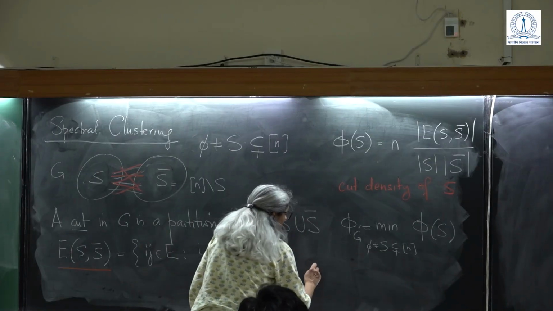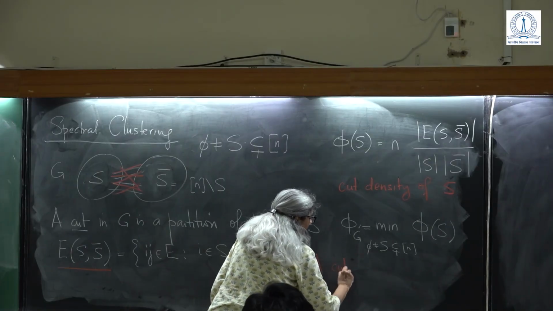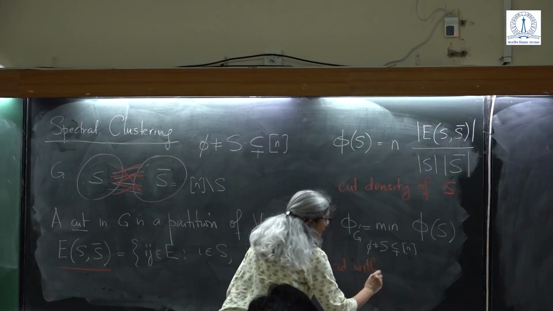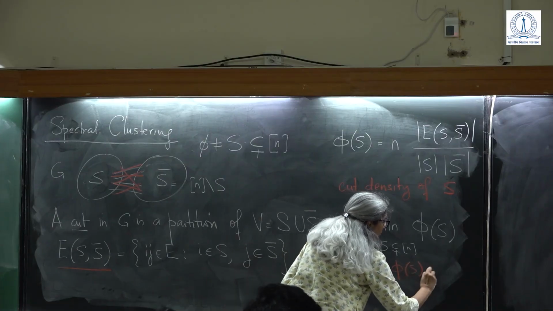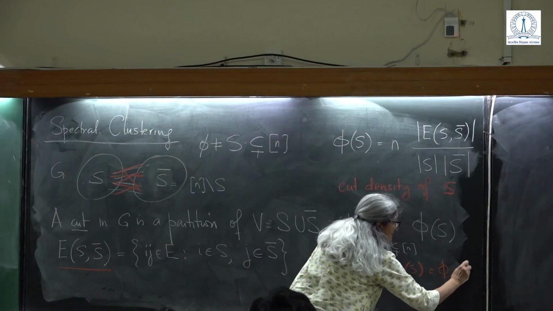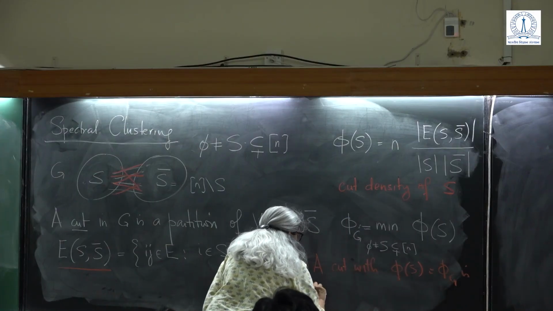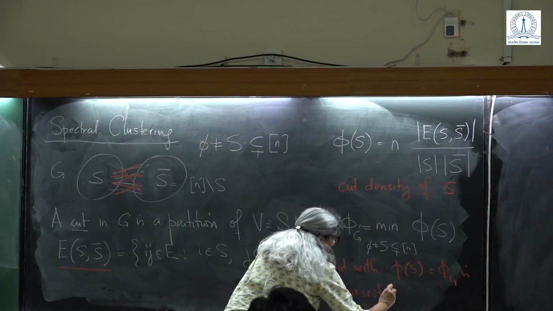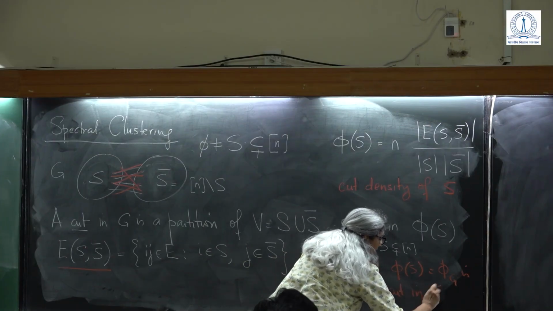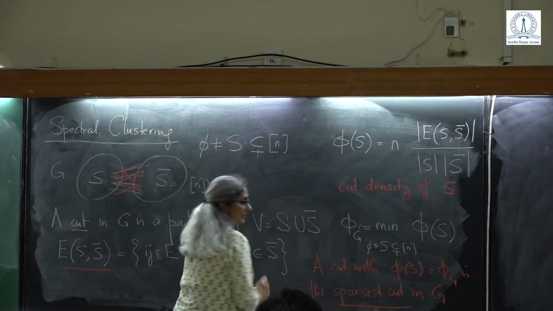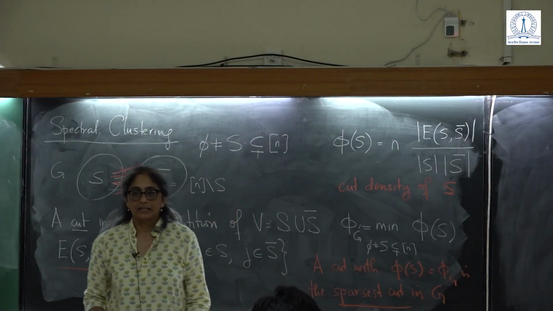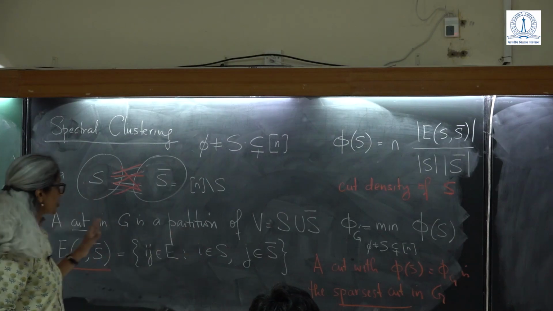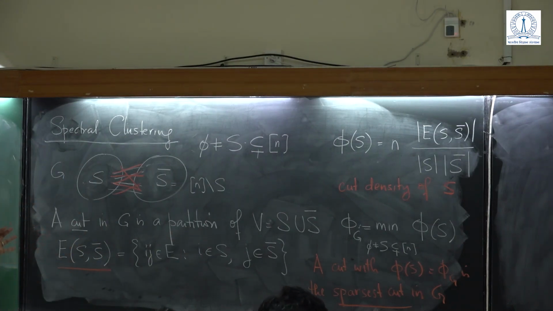Then the main definition is that a cut with phi of S equal to phi of G is called the sparsest cut. Can you see this color? Yes. So this is a definition. We're going to look for the cut in G, the S, that achieves the minimum of all of these phi of S's.